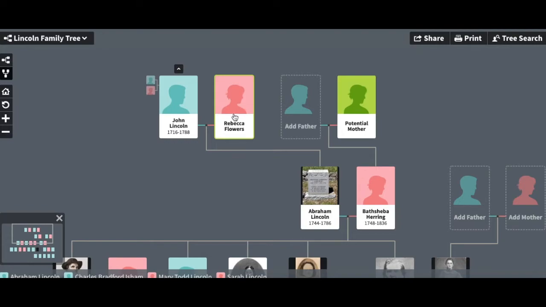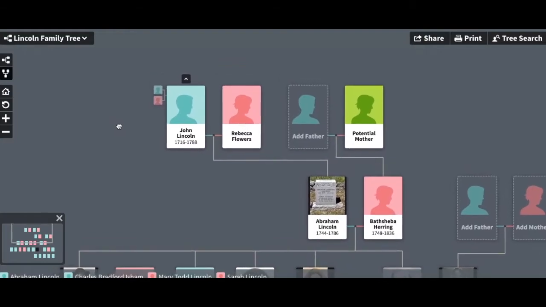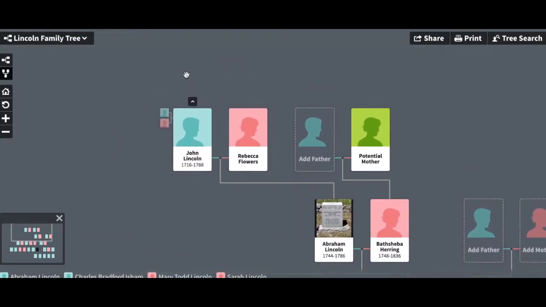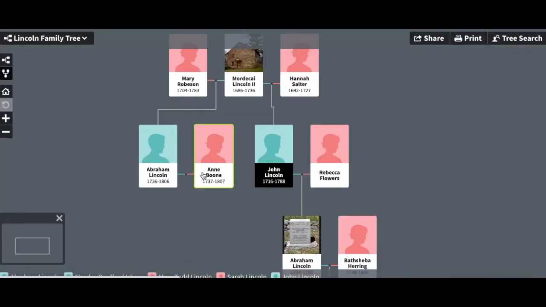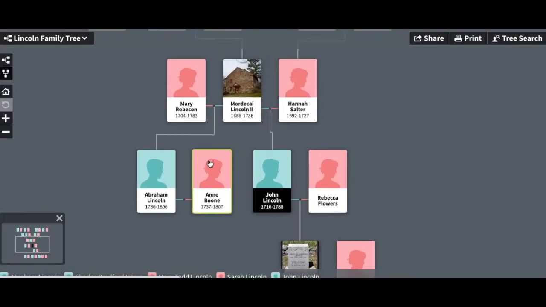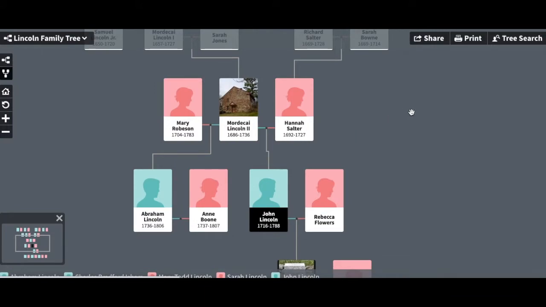Anyway, Captain Abraham Lincoln's parents were John Lincoln and Rebecca Flowers. Abraham was the oldest of their 9 children. John Lincoln lived from 1716 to 1788. He was a weaver by trade and worked on the colonial frontier alongside farmers. He was born in New Jersey and died in Pennsylvania.